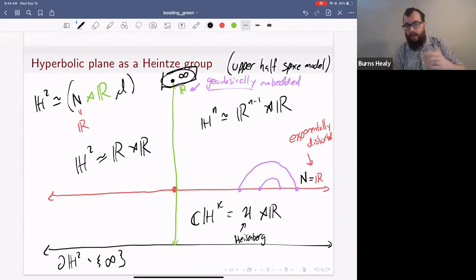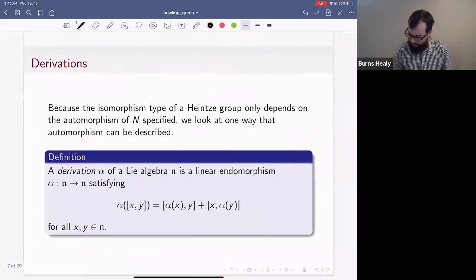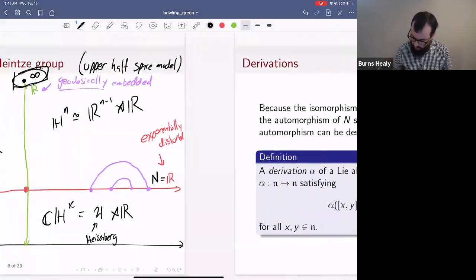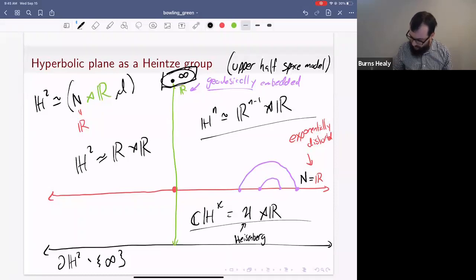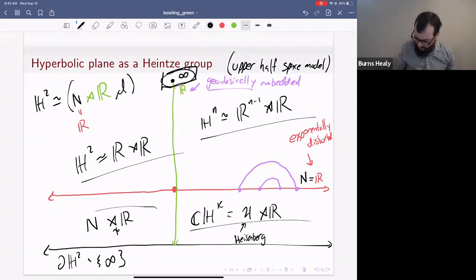So I'm trying to convince you that these groups that admit these actions on these negatively curved spaces are not things that you've never thought of before. You've thought of them, just maybe not in this context. Okay. So what I now want to do is pass from these very nice symmetric spaces, and talk about generic groups that can look like this Heintze group thing. Okay. So a Heintze group always has this form.